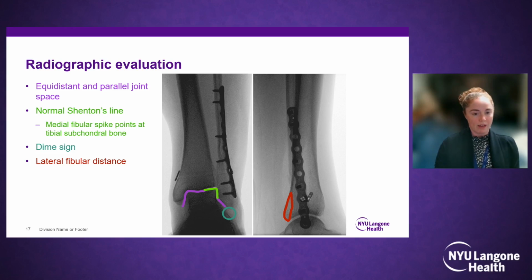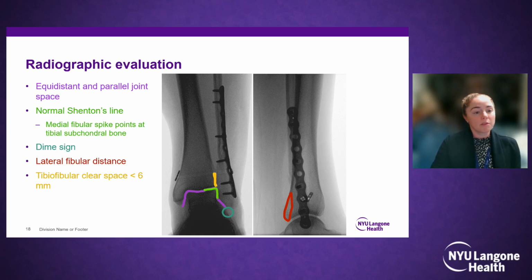So you're really looking at how much of the posterior malleolus is visible behind the posterior shadow border of the fibula, and you want that to match your contralateral side. And it's typically pretty specific to patients between both sides.